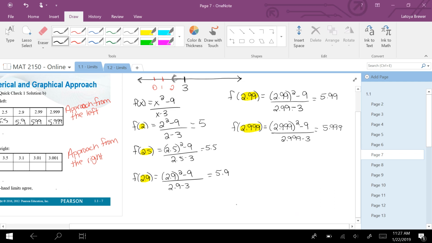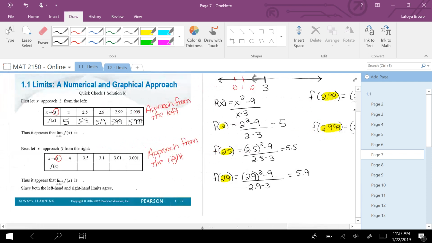Now I'm going to come back over. What happens here? Well, my value starts at 5, right? Let's highlight this in blue. Start at 5, then I have 5.5, 5.9, 5.99, 5.999. What's happening as I approach 3 from the left? The value of that function is getting closer to 6. I am approaching 6. Okay.